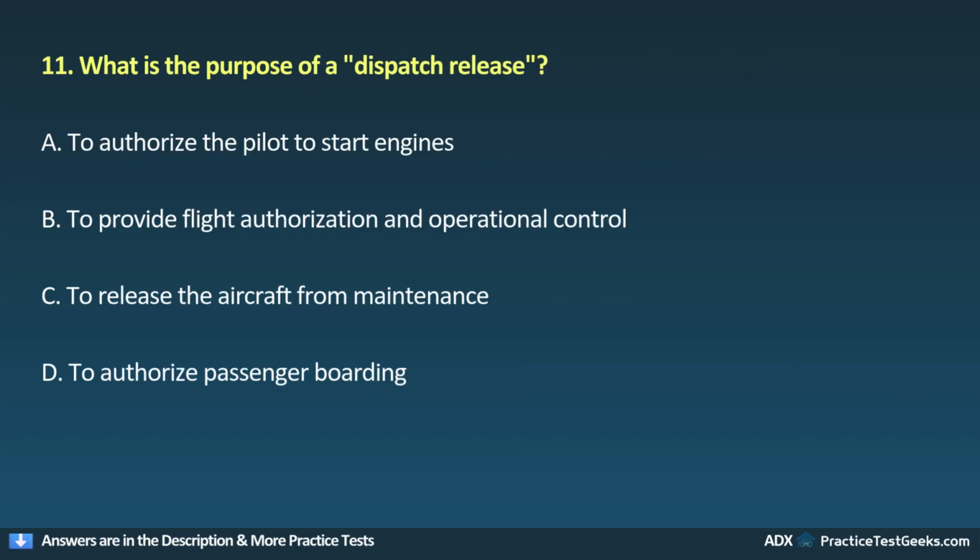11. What is the purpose of a dispatch release? A. To authorize the pilot to start engines. B. To provide flight authorization and operational control. C. To release the aircraft from maintenance. D. To authorize passenger boarding.